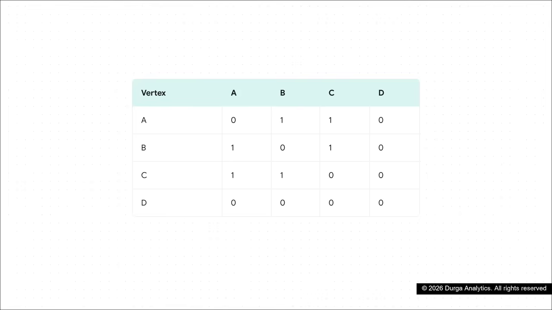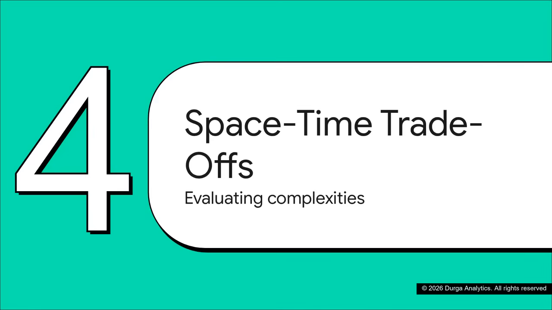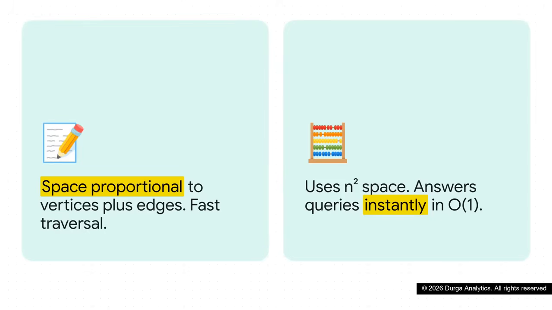But there's a massive catch. It comes at the extremely steep cost of reserving memory for relationships that don't even exist. For sparse real-world data, it's a huge waste of RAM. Which naturally brings us to section 4, the space-time trade-offs. As senior engineers, we don't just pick data structures at random because they sound cool, right? We explicitly evaluate the space and time complexities. Here is the raw engineering trade-off.